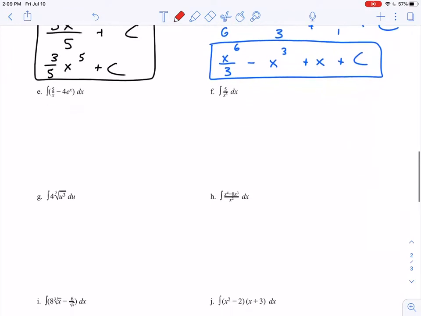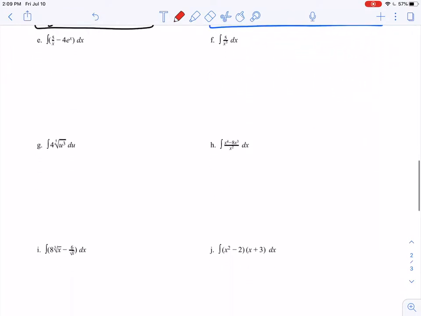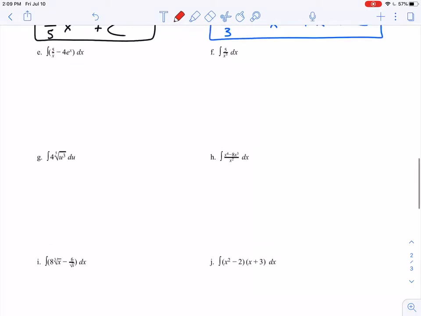Next, I've got a few more. I got a lot more actually. Next up, I've got the indefinite integral of 5 over x minus 4e to the x dx. So this one looks a little bit different. I see 5 over x, I see e to the x. There's kind of a lot going on here. Here's one where I would say I'd probably break this up and say, you know what, this is really the integral of 5 over x dx minus the integral of 4e to the x dx.